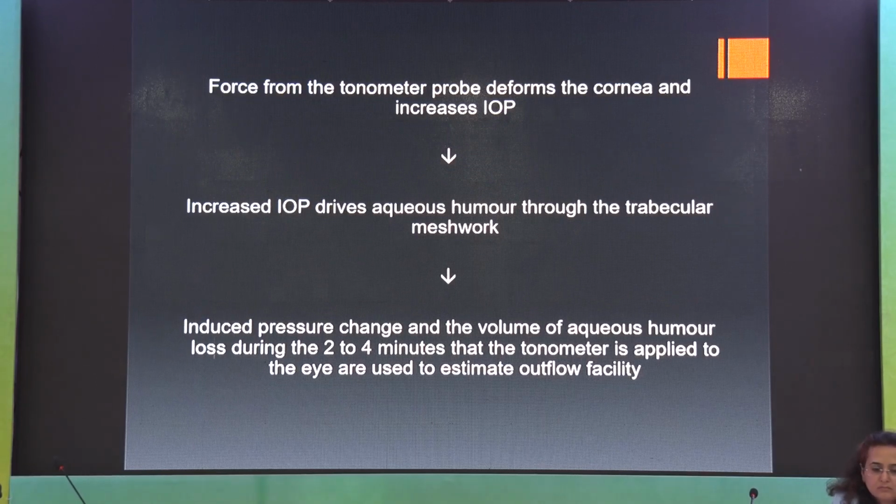Simply put, the principle is the force from the tonometer probe deforms the cornea. It increases the intraocular pressure. This increased intraocular pressure actually pushes through the trabecular meshwork, and the induced pressure change and the volume of aqueous humor for the 2 to 4 minutes during which the test is done is applied to the eye, and you can measure the outflow facility using nomograms and standard tables.